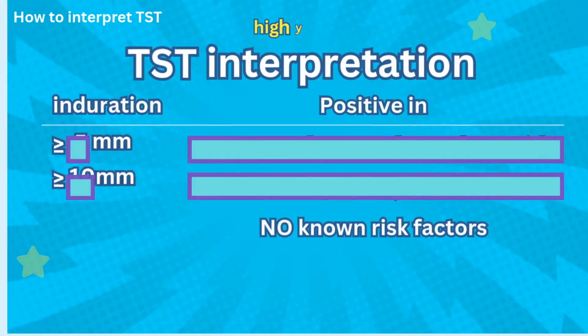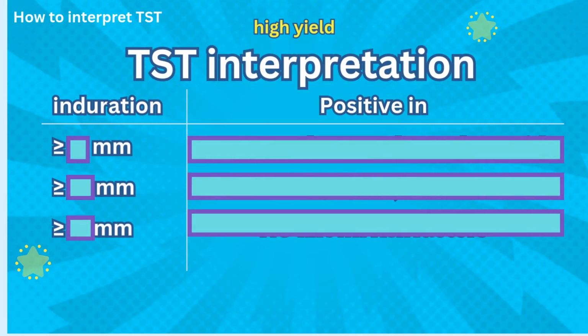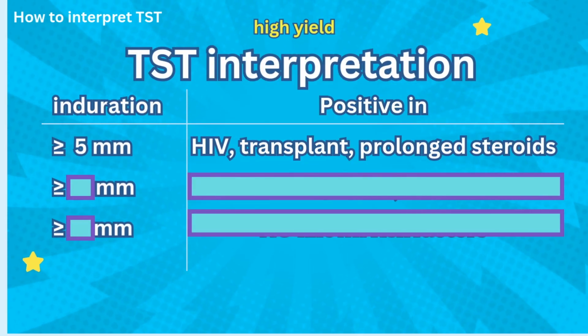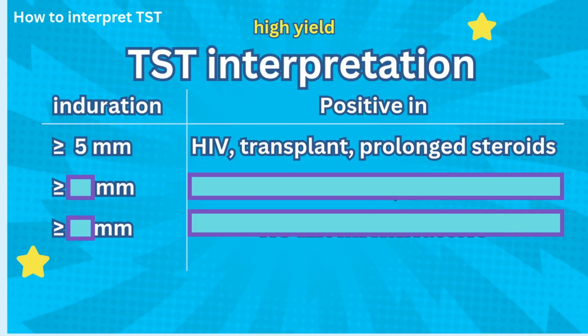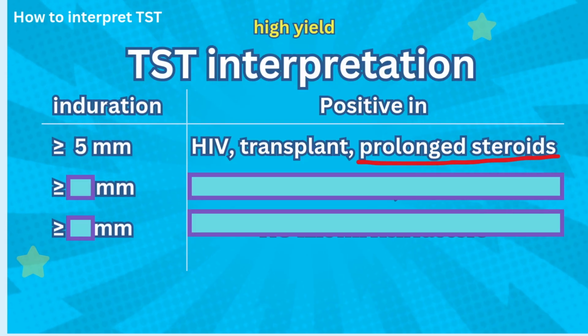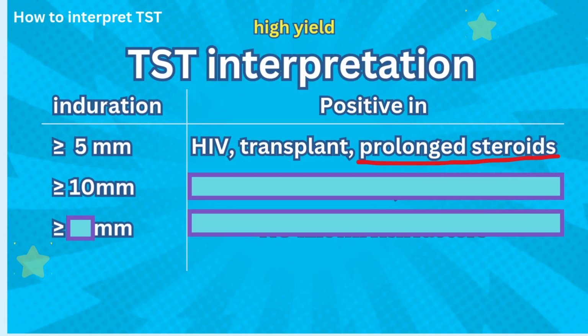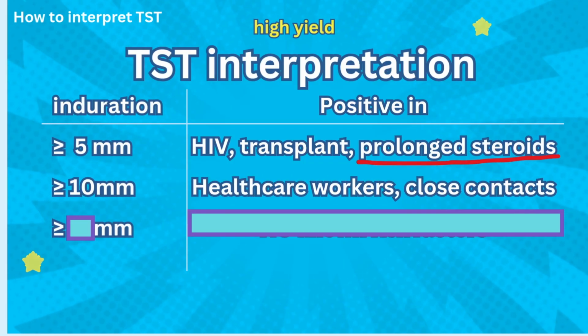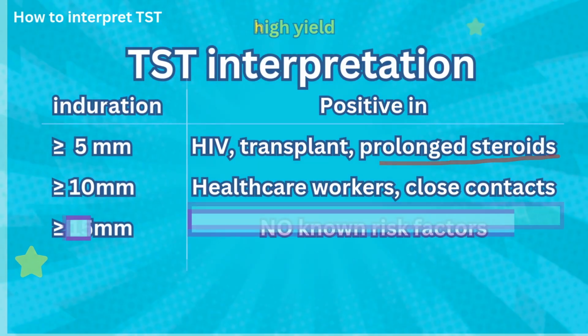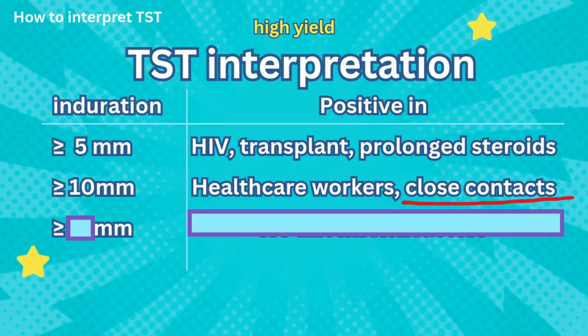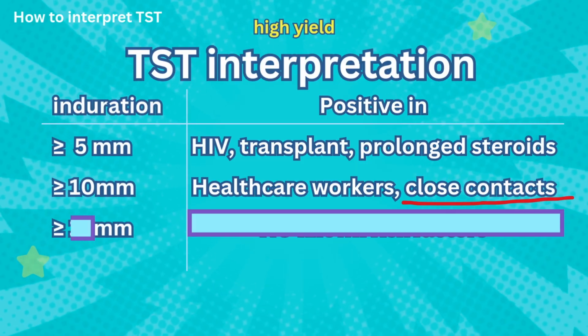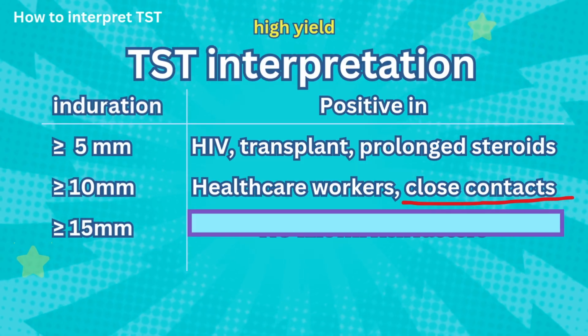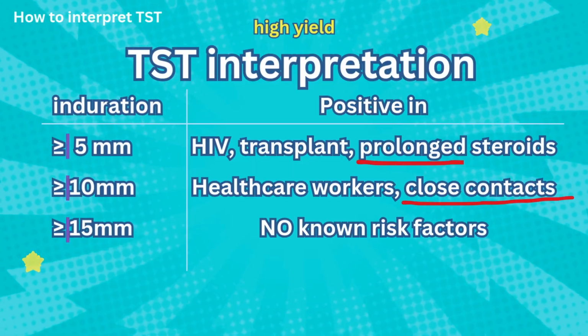An induration of 5 mm or more is considered positive in patients with HIV, organ transplant recipients, or those on prolonged steroid therapy. 10 mm or more is positive in healthcare workers, recent immigrants from high prevalence areas, and close contacts of TB patients. And 15 mm or more is considered positive in individuals with no known risk factors.